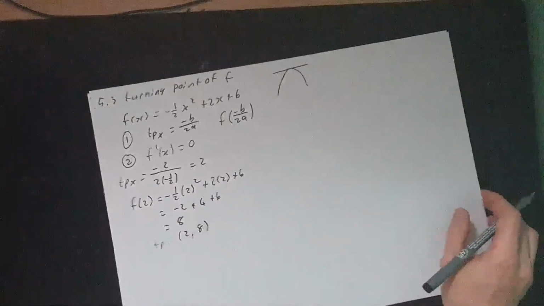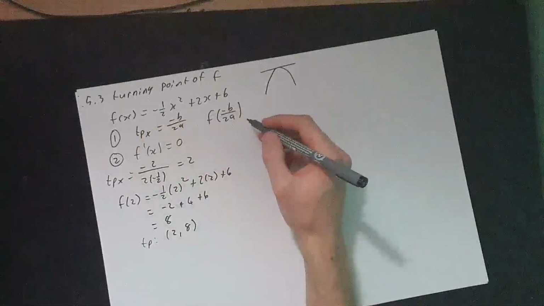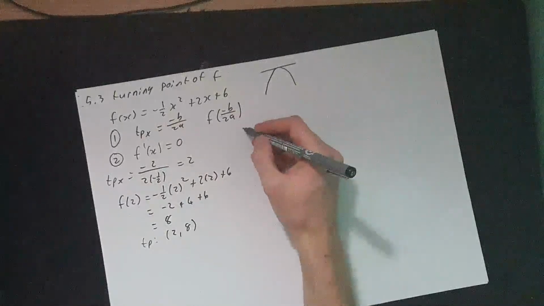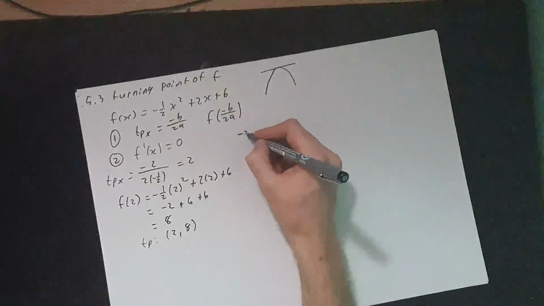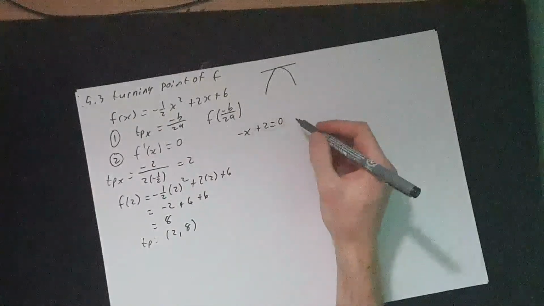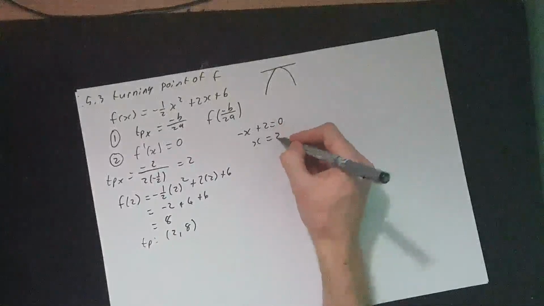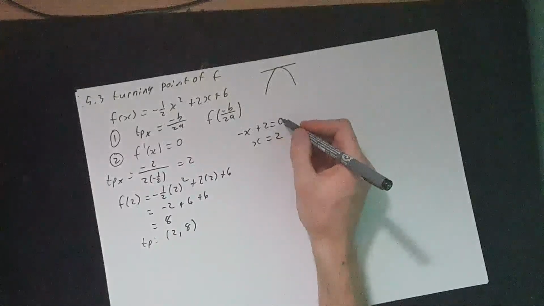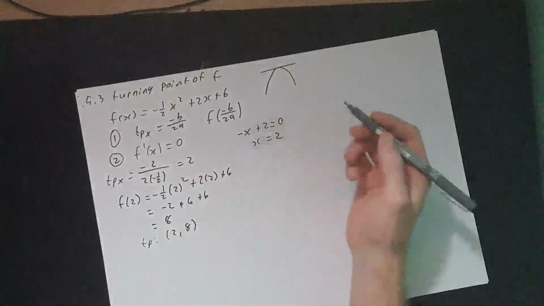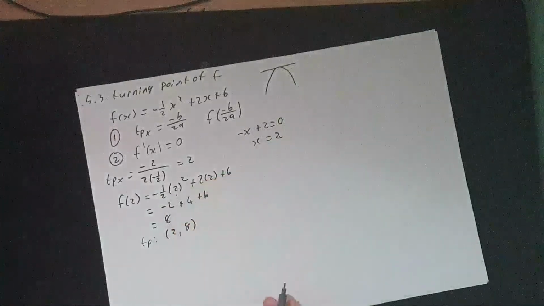If you check your derivative, you'll find that you end up with the same thing. If we take the derivative, we get negative x plus 2 equals 0. So we have x equals 2, because if you take the x across, and then if you plug that back in here, you see you get the same thing.